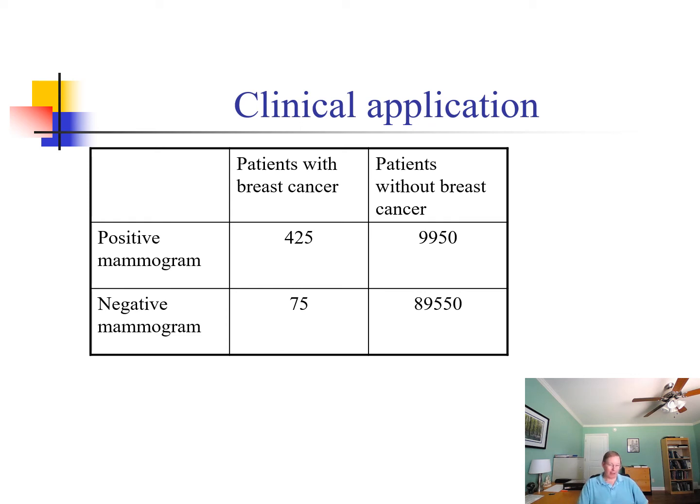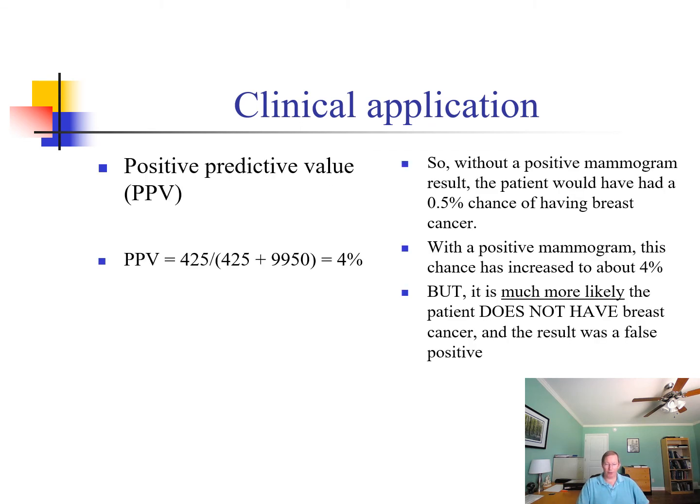Now I can calculate a positive predictive value. The patient said that she had a breast mass on that digital mammogram. So I can calculate that by taking the true positives, 425, over the total number of positives. And that's not only the true positives, but the false positives, which are very high. And so when I calculate that positive predictive value, that turns out to be 4%.